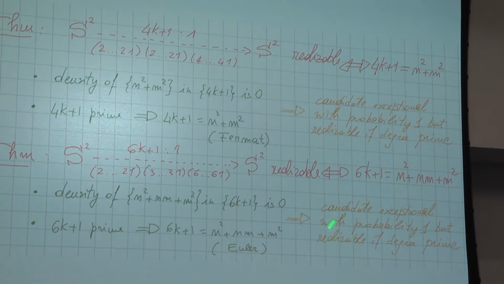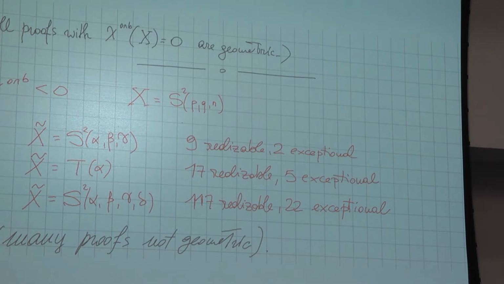And the other case here is identical. The density of numbers of the form n squared plus nm plus m squared in the numbers congruent to 1 modulo 6 is 0, but any of them that is a prime is n squared plus nm plus m squared by a theorem of Euler. So same qualitative conclusion. And so I repeat that this proof really used the geometry of the orbifold.